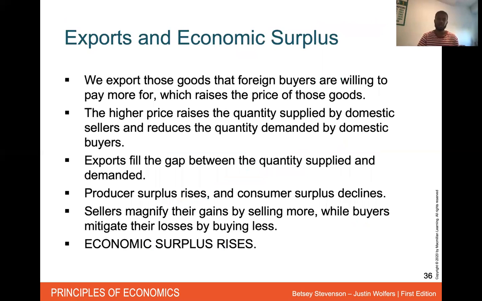So, exports and economic surplus. We export those goods that foreign buyers are willing to pay more for, which raises the price of those goods. The higher price raises the quantity supplied by domestic sellers and reduces the quantity demanded by domestic buyers. Exports fill that gap, like we saw, between the quantity supplied and demanded, and producer surplus rises and consumer surplus declines. Sellers magnify their gains by selling more, while buyers mitigate their losses by buying less. But total economic surplus still rises.